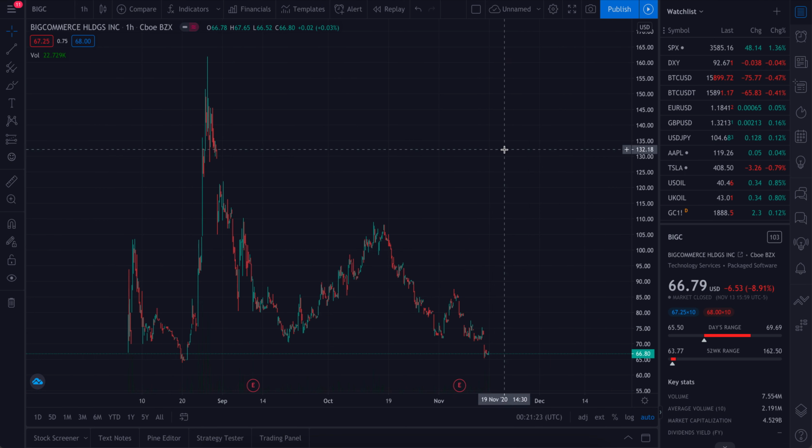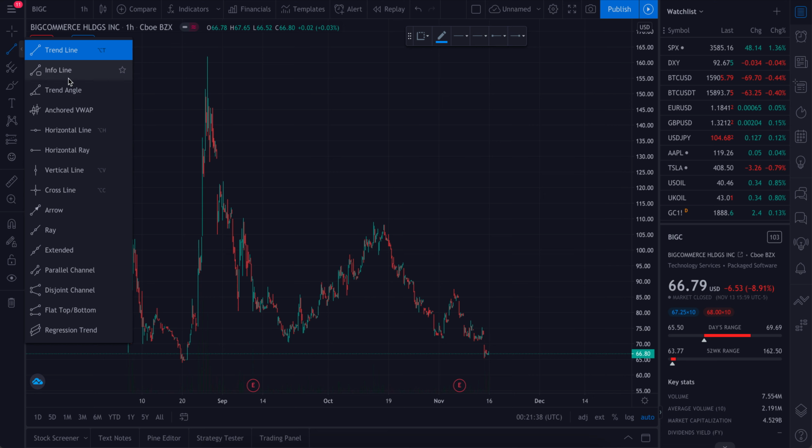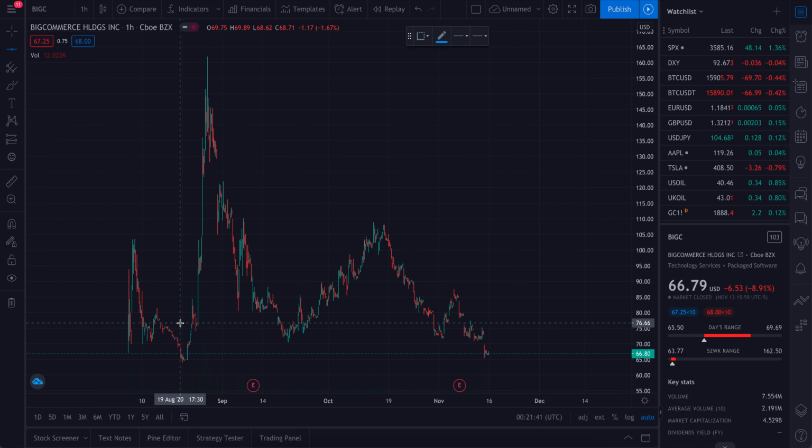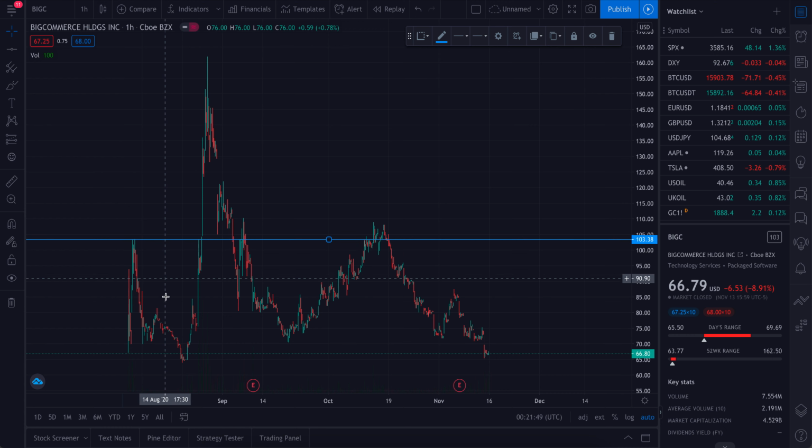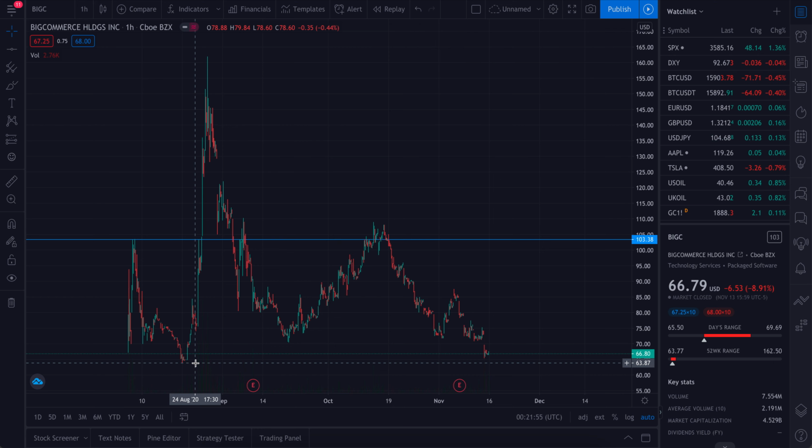Here we have BigCommerce, BIGC. This stock recently IPO'd around August 20th, 2020, and traded around here. Let's just look at its movements. This is a new stock, so it does not have much trading history to base off of. Set initial resistance here, could not break through it, bounced off of it, came back down, and found a low right here.